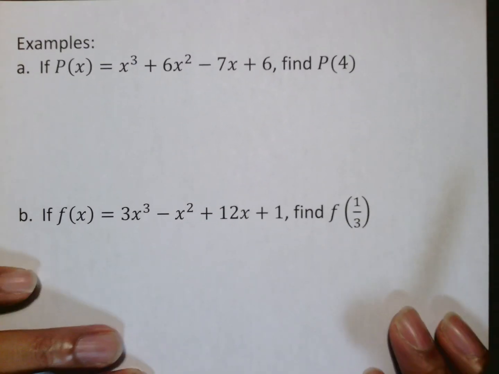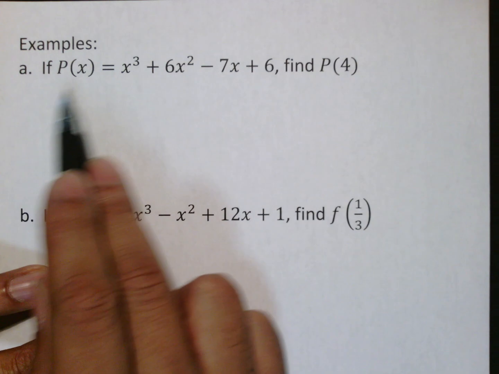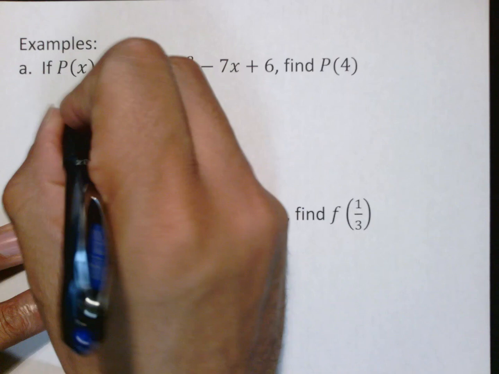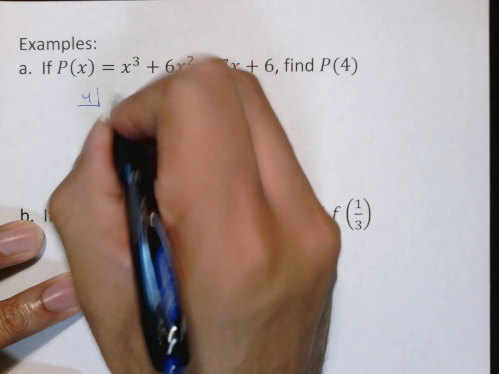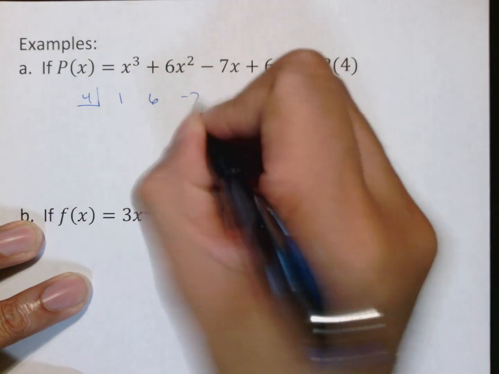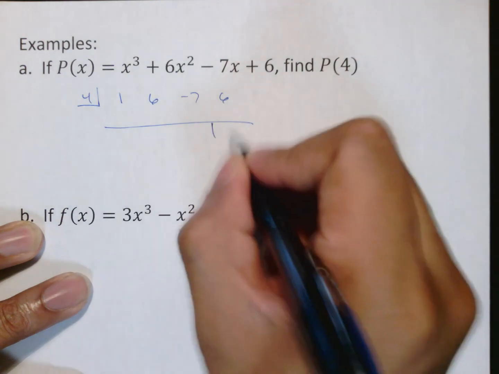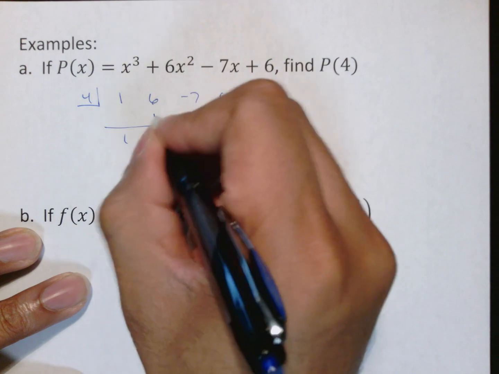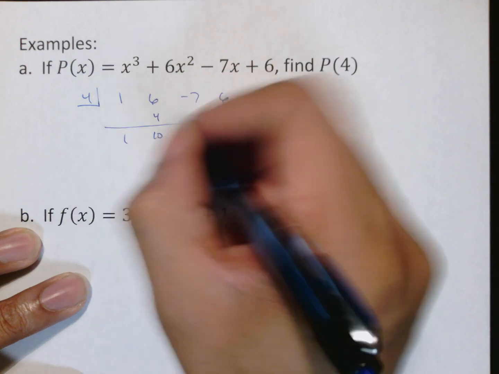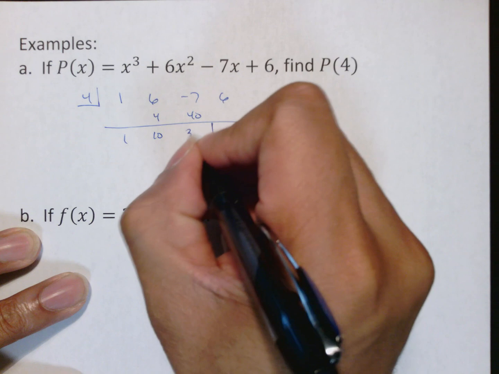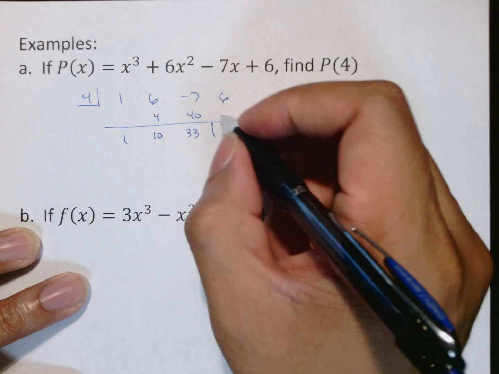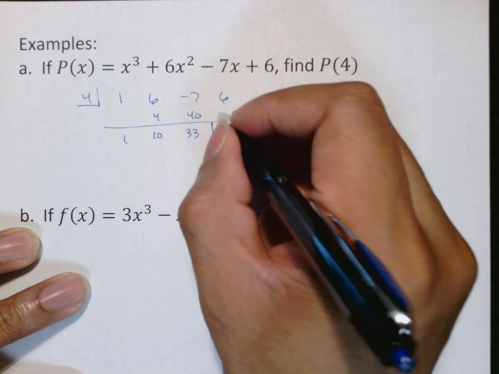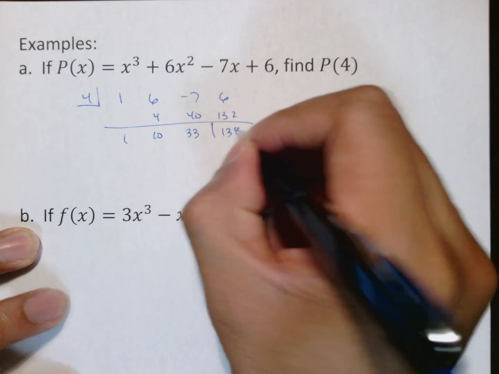So for example, you'll be asked on the test to evaluate this question to find P of 4. And so what you will do is, again, you'll put the 4 in what I call the box. Take your coefficients 1, 6, negative 7, and 6. Your remainder, which is what our answer is going to be, goes here, and simply bring it down and multiply. Bring it down and multiply. Bring it down, which is 33. Multiply, which I think is 2, carry the 1, 132, and I think that's 138.